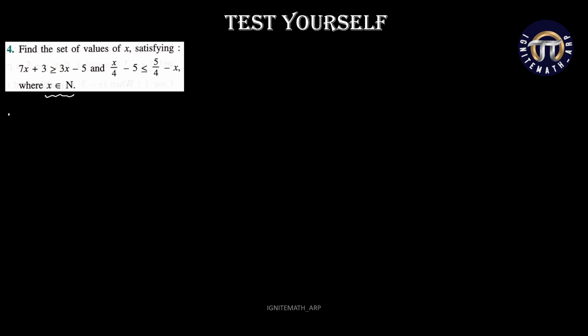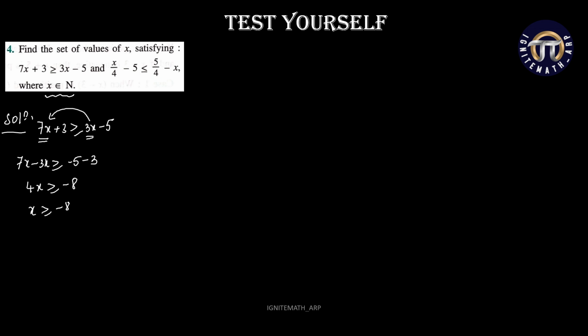So let me write the first part of the inequation. So it says 7x plus 3 greater than or equal to 3x minus 5. So 7x is bigger than 3x. So I'll take this 3x to the other side. So it's going to be 7x minus 3x greater than or equal to minus 5 minus 3. So 4x greater than or equal to minus 8. x is greater than or equal to minus 8 divided by 4, and x is greater than or equal to minus 2.